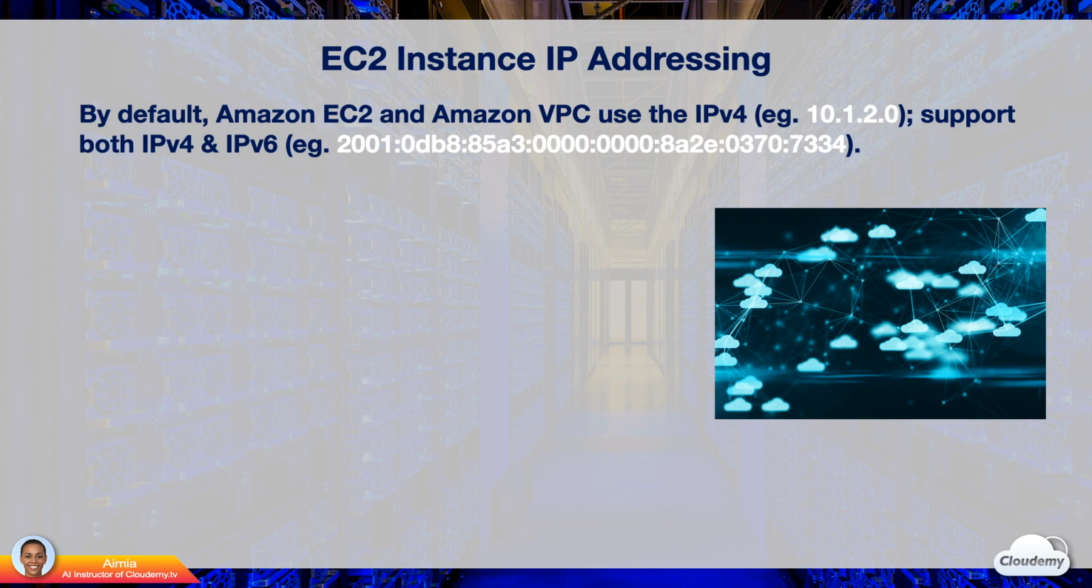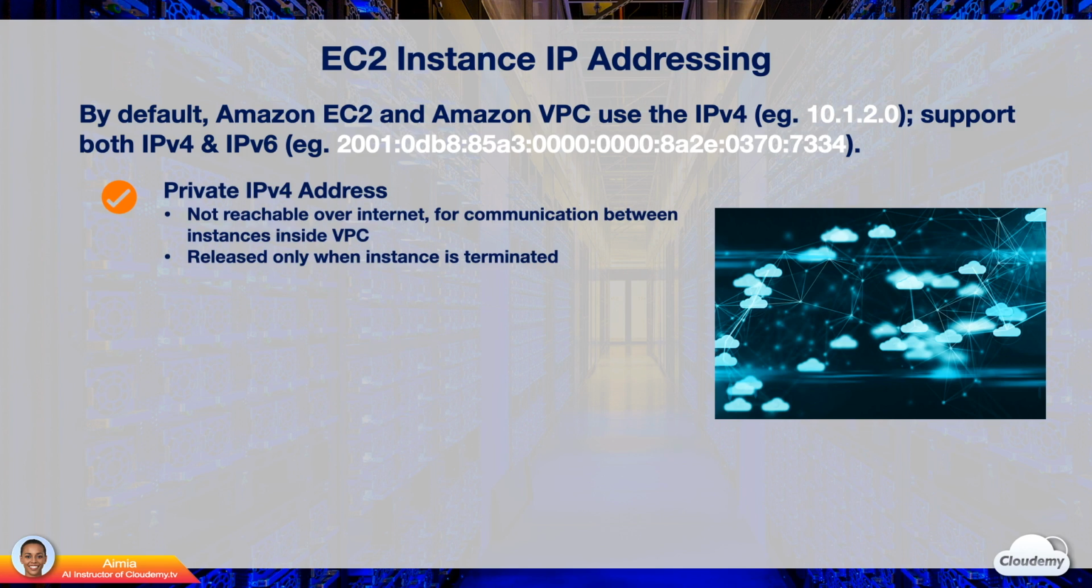When you launch an EC2 instance in the default subnet, you will receive both private and public IP addresses for your instance. Private IPv4 is not reachable over the internet, it is for communication between EC2 instances and other resources inside VPC. The private IPv4 address is always associated with instance after it's been created, even when the instance is stopped. Private IPv4 address will only be released after the instance is terminated.